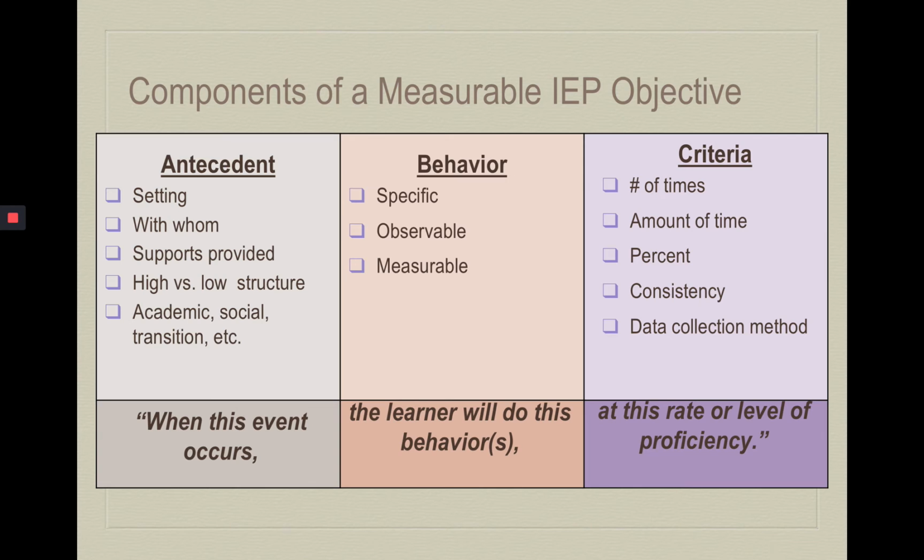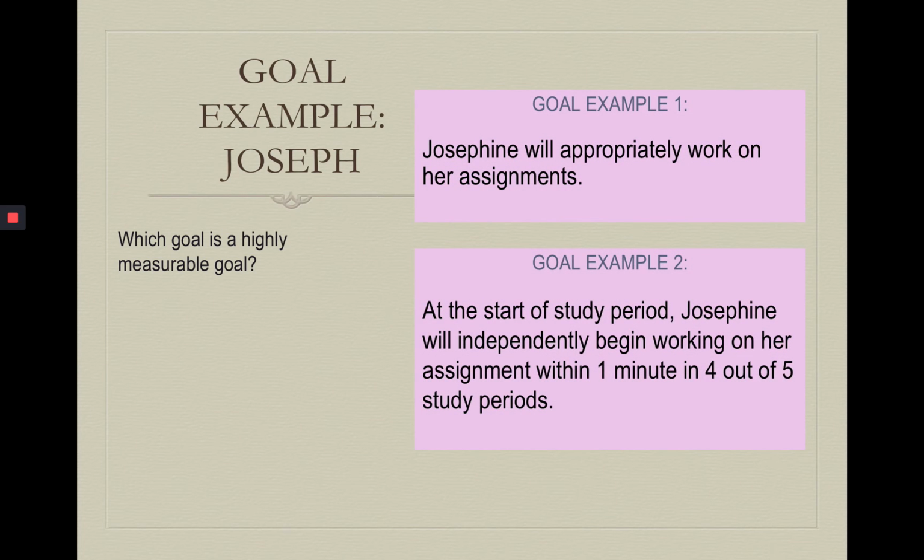All right, so let's put this all together. I'm going to make one up. When this event occurs, essentially it follows this formula: when this event occurs, the student or learner will do this behavior at this rate or level of proficiency. You want to make sure your objectives have an antecedent, a clear behavior, and a criteria that you can use to evaluate. All right, so let's see an example.